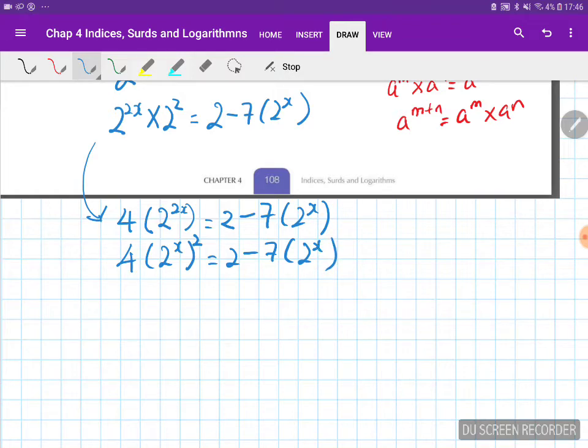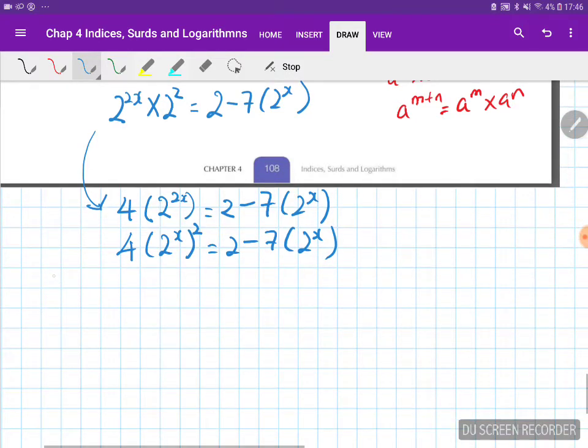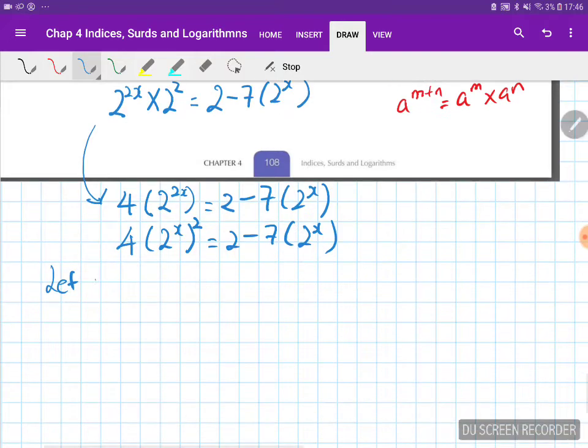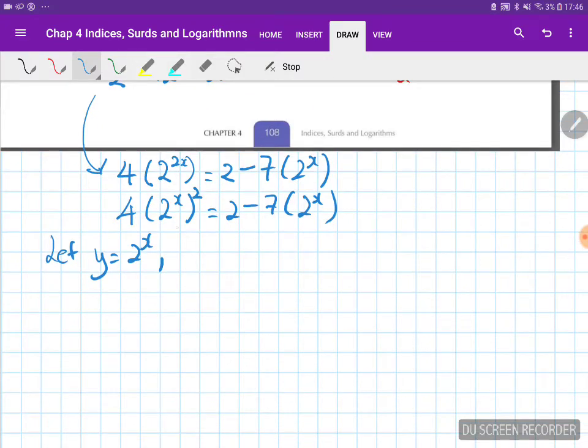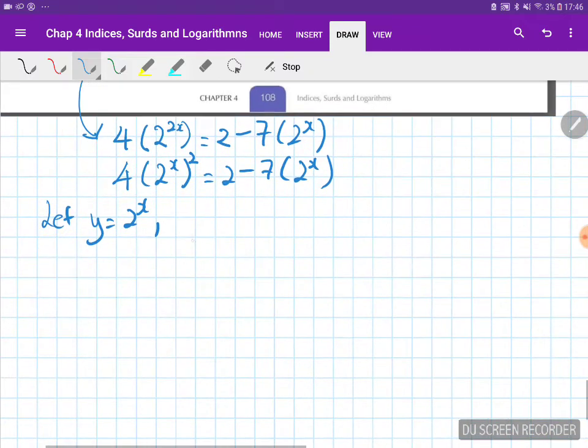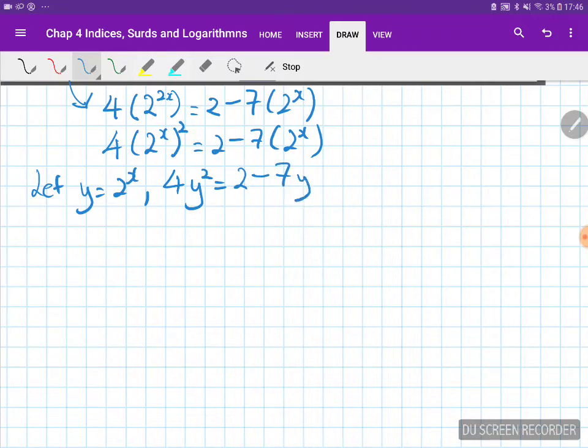Alright, so what I'm going to do next is, once I have the 2 to the power of x, I'm going to do substitution. Using substitution, you can let it be any letter, you can use a, b, c, d, except x. I'm going to use y. Let y equal 2 to the power of x. So the new look of the equation will be something like this. Replacing 2 to the power of x with y will be 4y squared equals 2 minus 7y. And what does this look like? This looks like a quadratic equation, isn't it?